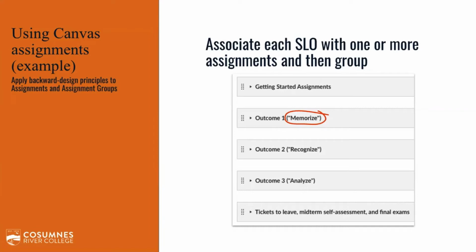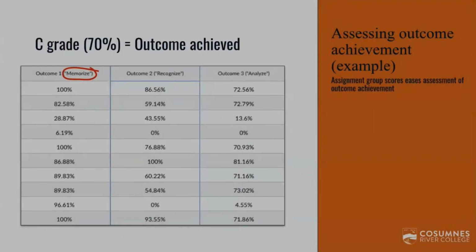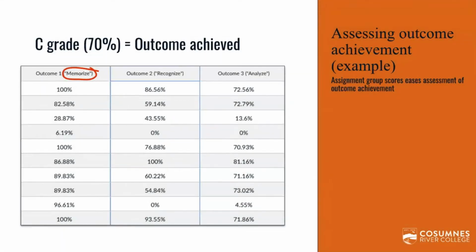And remember that for outcomes achievements, it's either yes or no, pass, not pass. Oh, passing is a C. Great. What's a C worth? Oh, 70% is a C grade. So what I do for each of these assignment groups is I say, if a student has achieved an average score, once all assignments have been graded, of 70% or higher in the assignments within that group, then they have achieved that outcome.